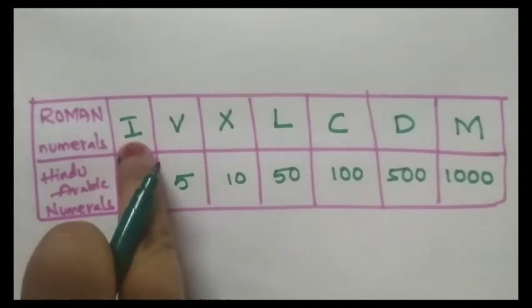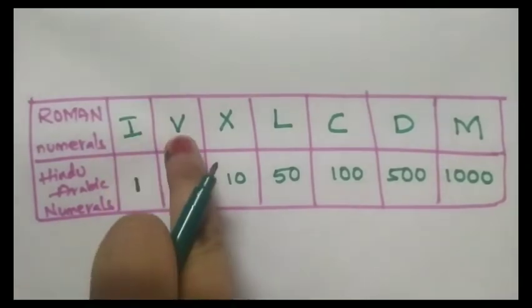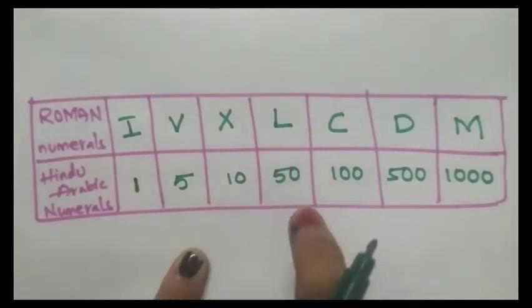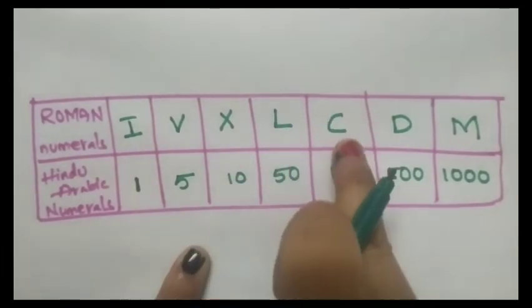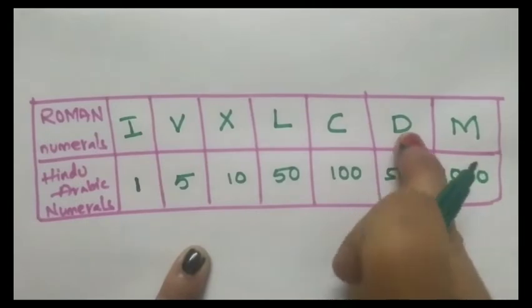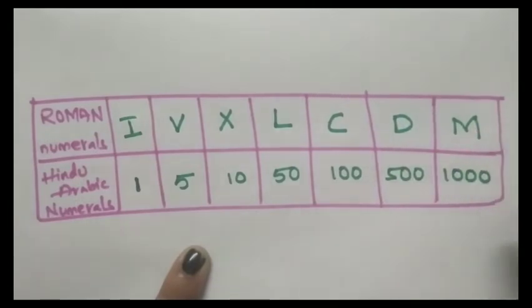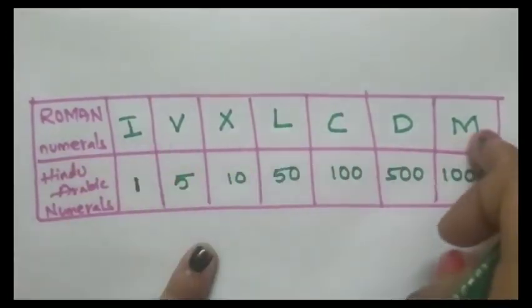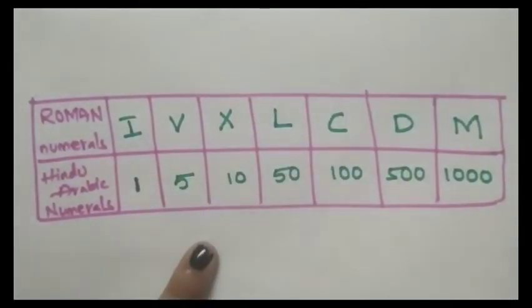The symbol I is equal to 1. The symbol V is equal to 5. The symbol X is equal to 10. The symbol L is equal to 50. The symbol C is equal to 100. And the symbol D is equal to 500. The symbol M is equal to 1000. By using these Roman numerals, we can write numbers.